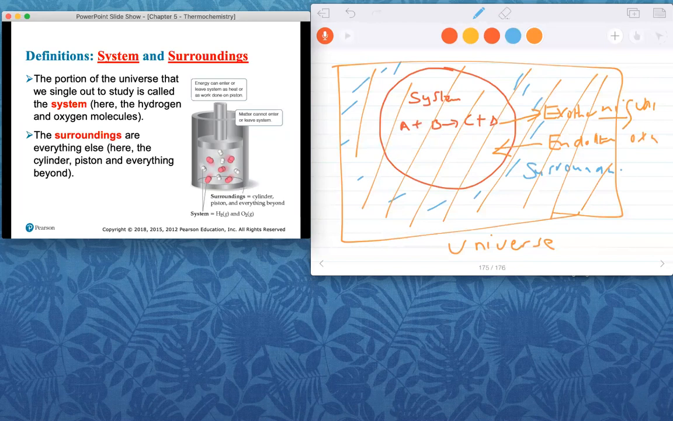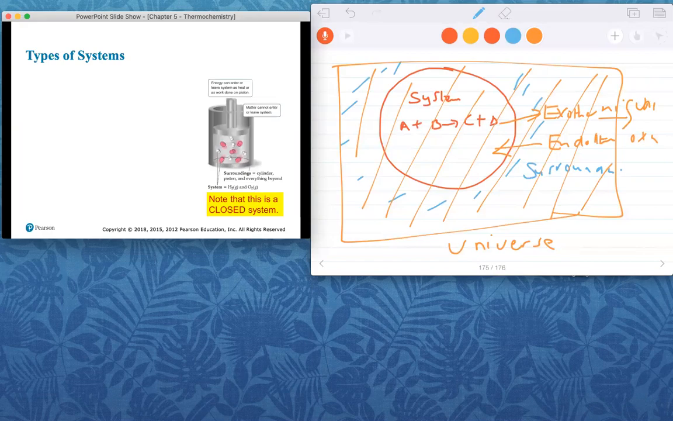Now, you know what the system is. There are three types of systems. There is the open system.